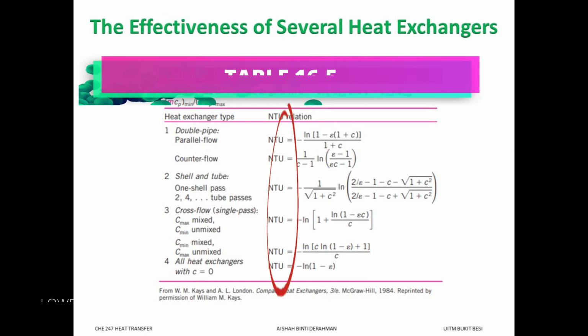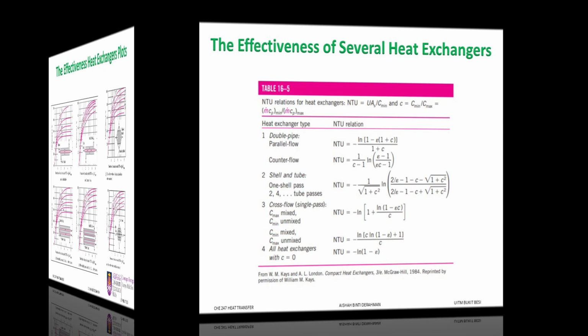We can use table 16.5 to calculate the number of transfer units, or NTU. Before deciding which formula we need to choose to calculate the NTU, we need to identify what type of heat exchanger we are having, either double pipe, shell and tube, or cross flow heat exchanger.